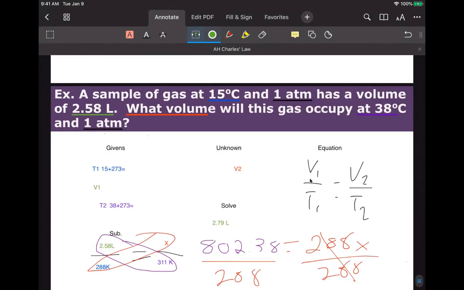If you have to find temperature, make sure that your answer is the same as any other temperature that we're using right now. It has to be in Kelvin, not Celsius. So make sure you look to your units.